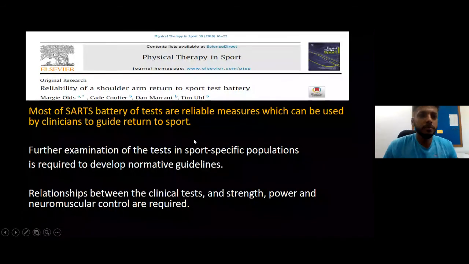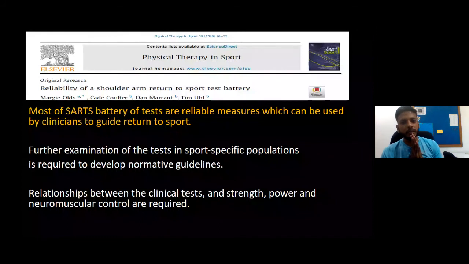Overall, if you look at the reliability of the shoulder return to sport test batteries, most of them are reliable, so they can be used by clinicians to guide return to sport. But further examination of the tests in sport-specific populations is required. We are still not very clear for which sport what kind of measures are important, which are reliable and valid. So the relationship between clinical tests, strength and power, and neuromuscular control is required. Since this was published in 2019, there is still a lot of scope for improvement in deciding these tests.